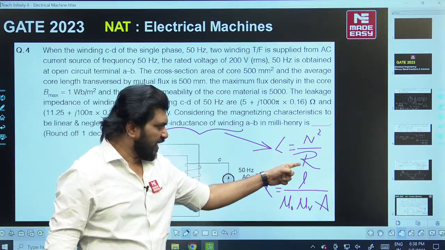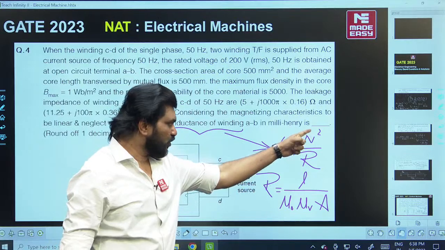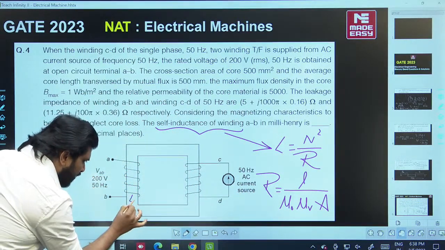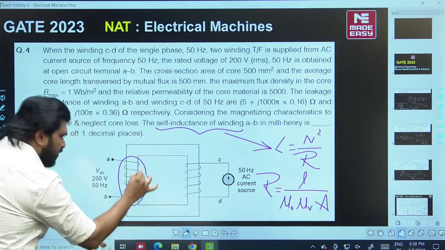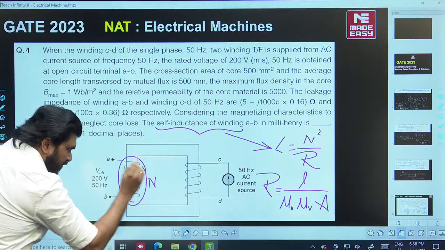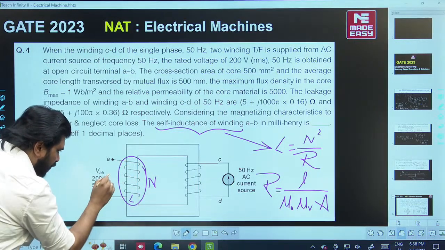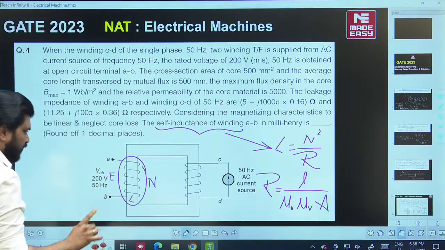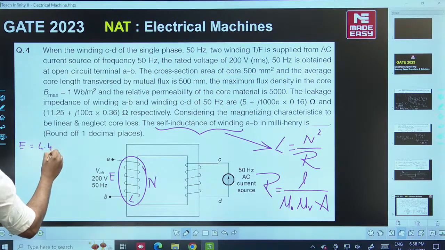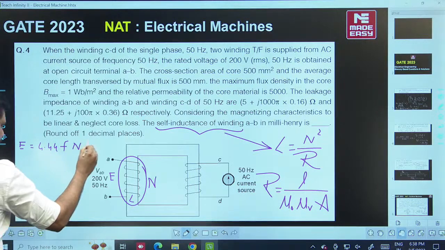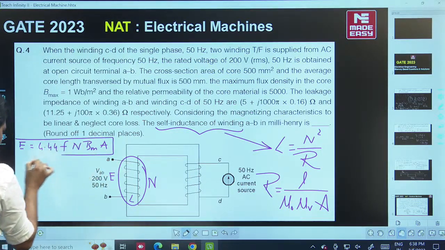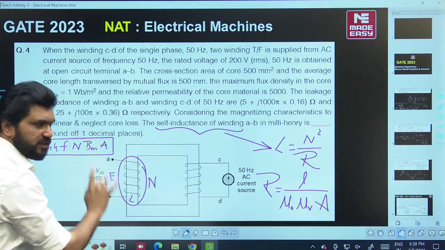L is n square by R, where R is reluctance and n is the number of turns. Actually you have to find out L for these turns. You have to know what n is here, and to find that you have to know E also, because we have a formula E is equal to 4.44 F n Bm A. These three formulas you have to apply to solve this question.